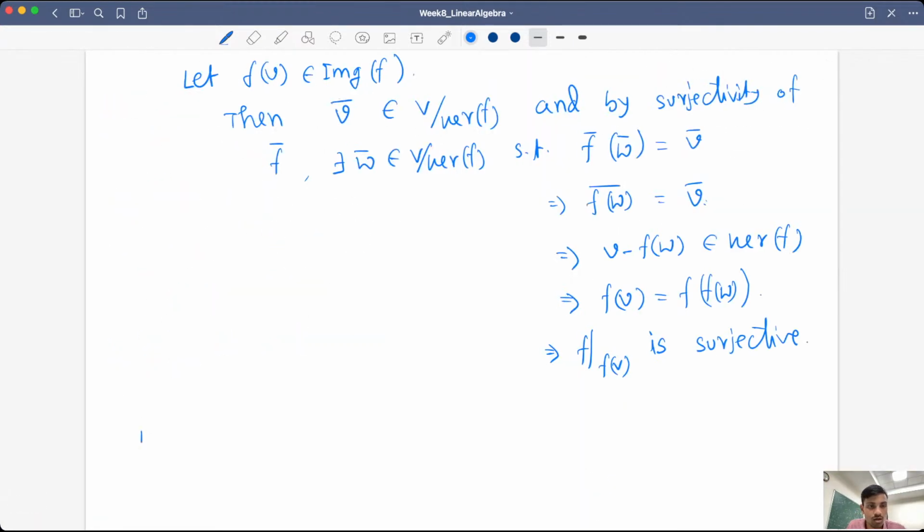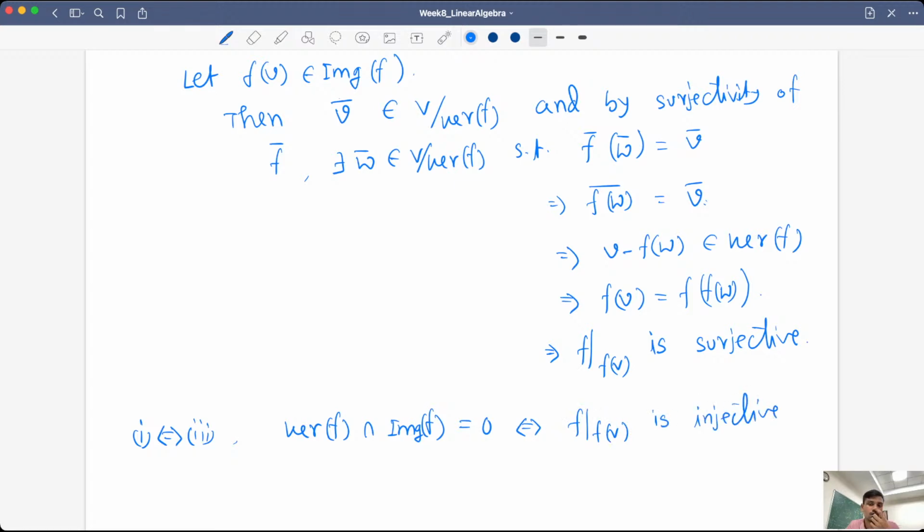So 1 if and only if 3. So how do you get that? That 1 implies that kernel F intersection image F equals 0 if and only if F restricted to FV is injective, right? Both of you will get this, because exactly the kernel of F restricted to FV is equal to this, and this is like the direct sum requirement.